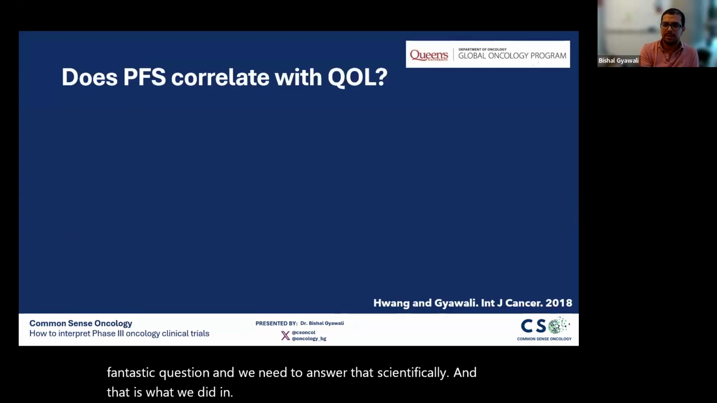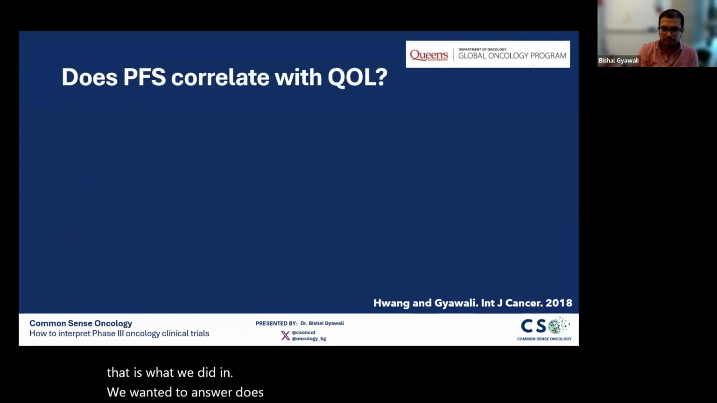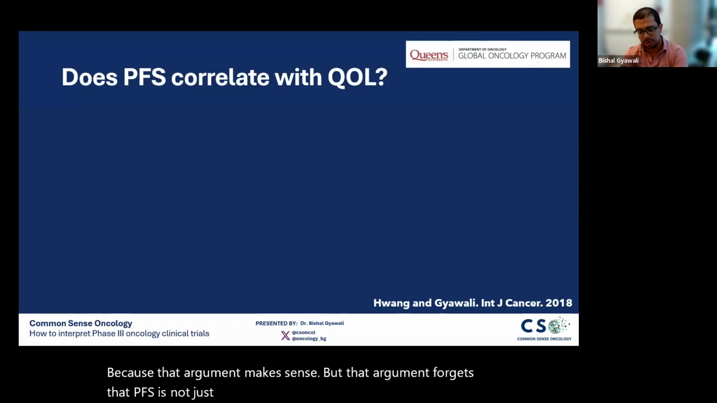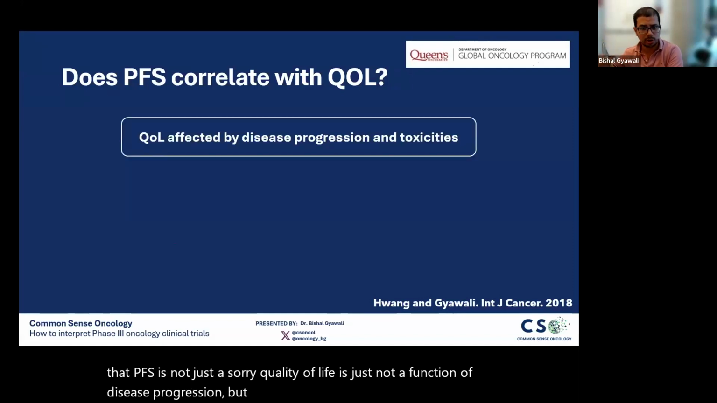We wanted to answer, does PFS correlate with quality of life? Because that argument makes sense. But that argument forgets that quality of life is just not a function of disease progression, but it's also a function of drug toxicities.